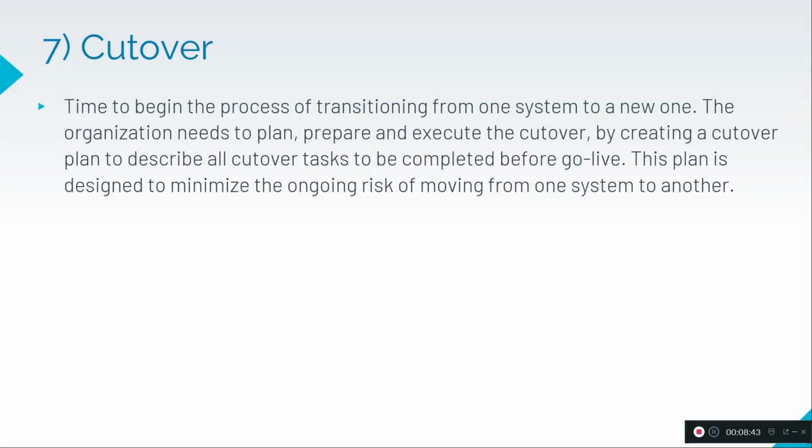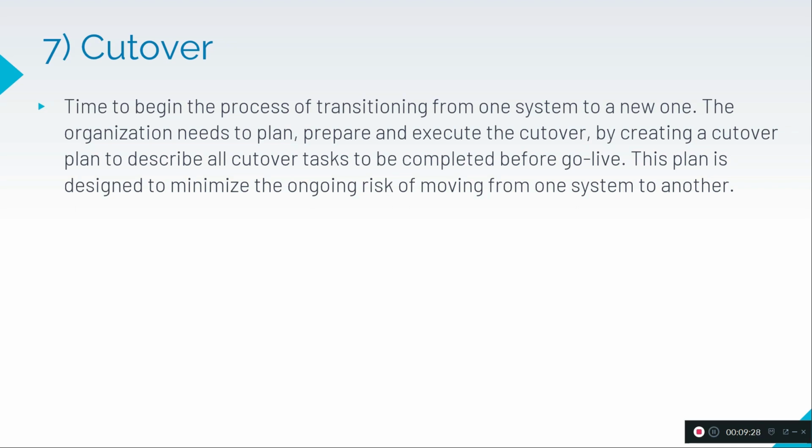So the seventh step is cutover. It's time to begin the process of transitioning from one system to a new one. It may be a legacy system which they have been using for a decade, and they want to move to the new system. The organization needs to plan, prepare and execute the cutover. This is a very crucial step for the implementation process. By creating a cutover plan, describe all cutover tasks to be completed before go live. This plan is designed to minimize the ongoing risk of moving from one system to another.